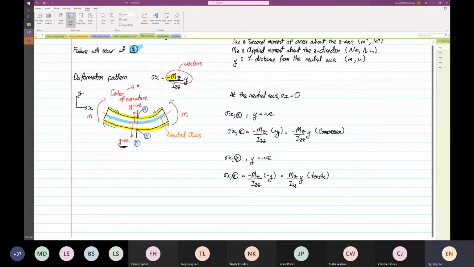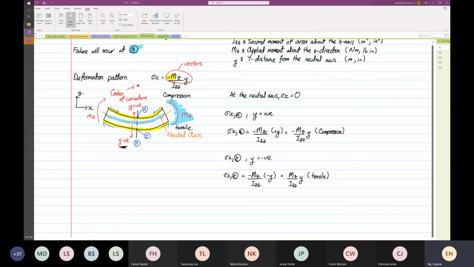So one thing to observe is this. What we have over here is a moment in the z direction, and we can see a trend. Based on the moment vector over here, the head of the moment vector is always pointing towards what? Compression. I repeat again, the head of the moment vector is always in compression. The tail end of the moment vector is always in tension.